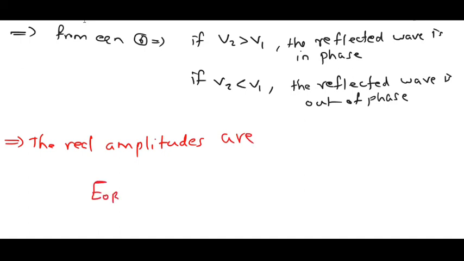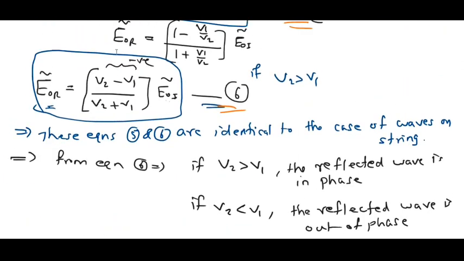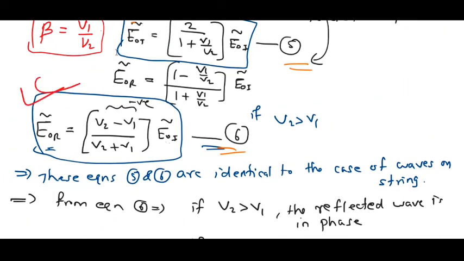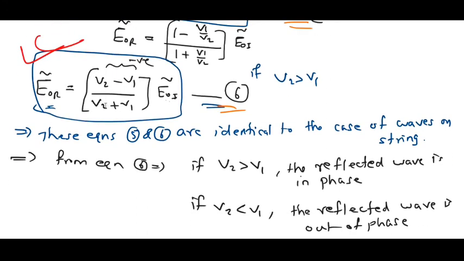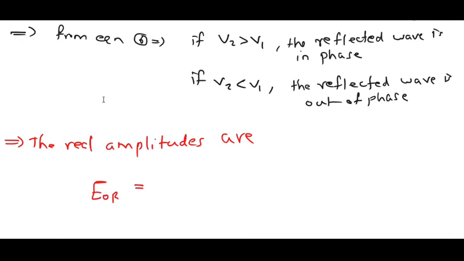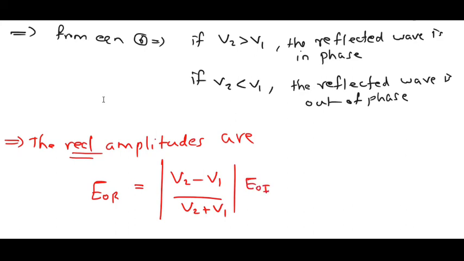E0R can be written as, we have equation 6 for E0R, that is V2 minus V1. We have to take the modulus, that is, the modulus of V2 minus V1 by V2 plus V1 times E0I, then you will get the real amplitude.